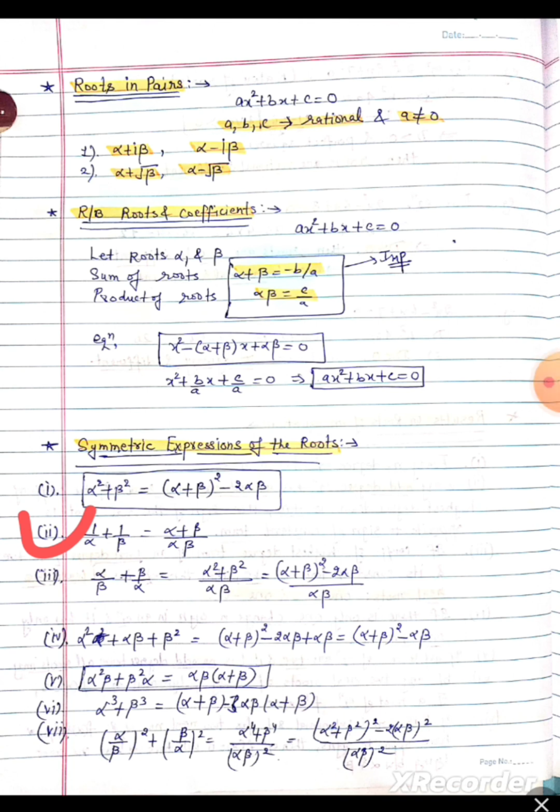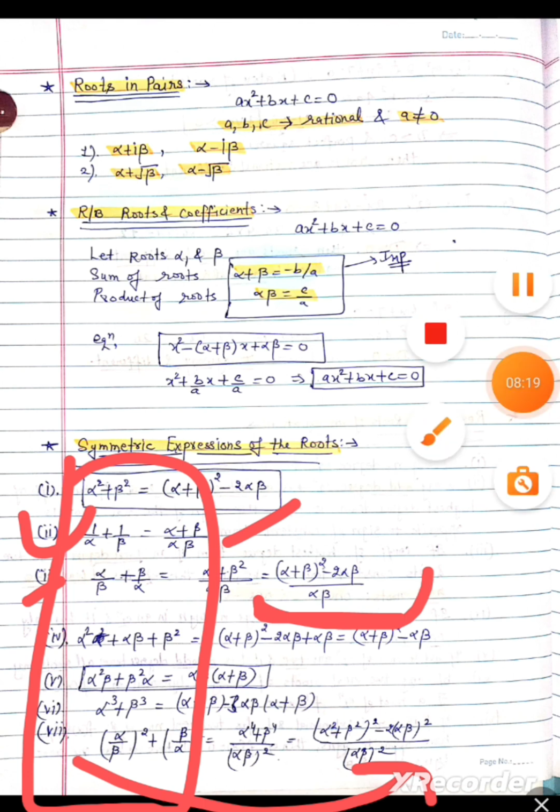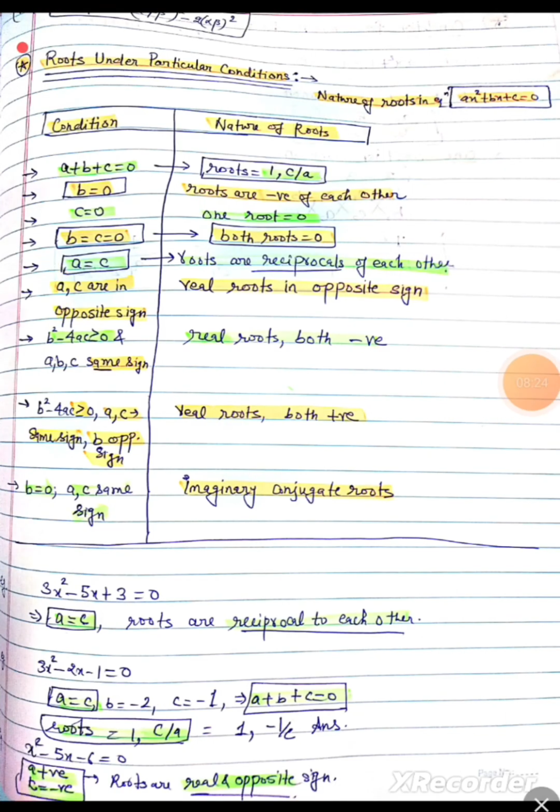You can simply see that if you take the LCM of this, you can convert this expression into sum of roots and product of roots. In that case you can put these values of sum of roots and product of roots. The left side value is given in your equation and you can convert it into sum of roots and product of roots. This is an easy way to solve it. Next is roots under particular conditions.